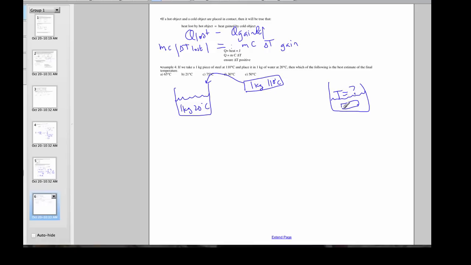Now, at equilibrium, they'll both be at the same temperature. What's it going to be? Well, here are some options. It's multiple choice: 1, 2, 3, 4, 5.